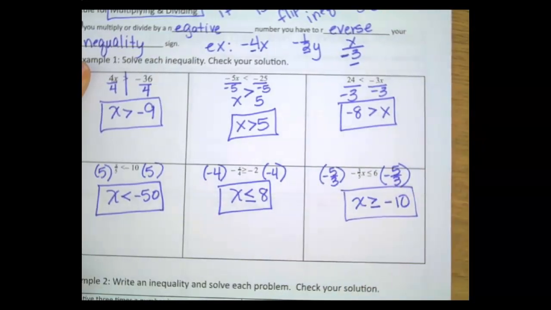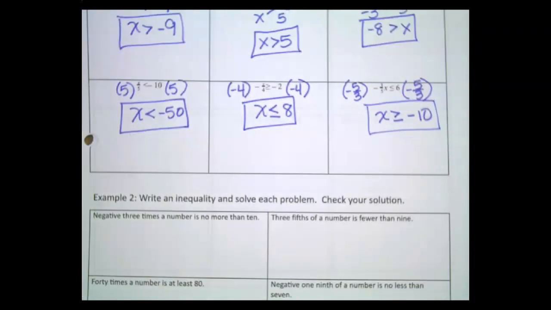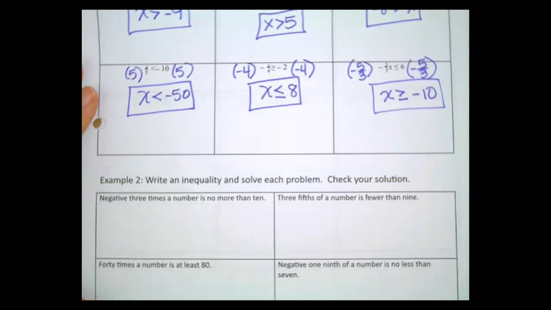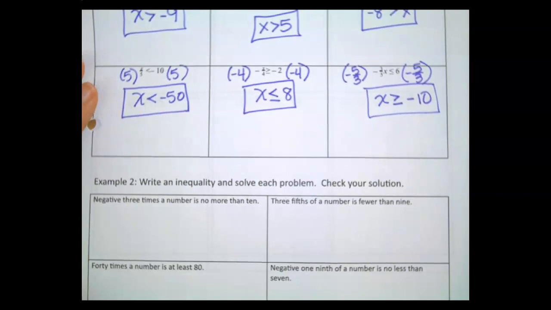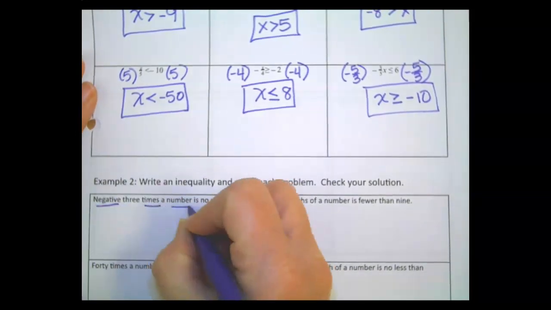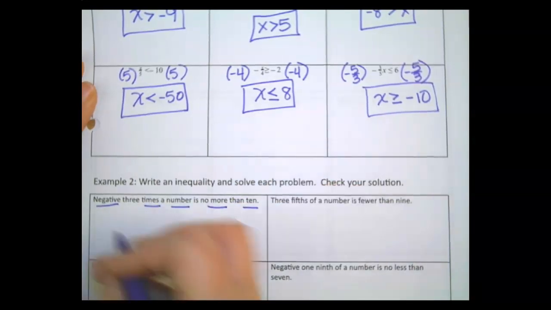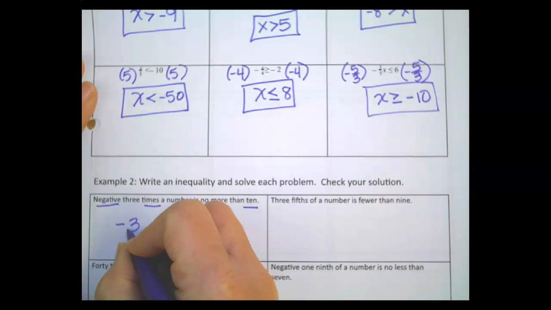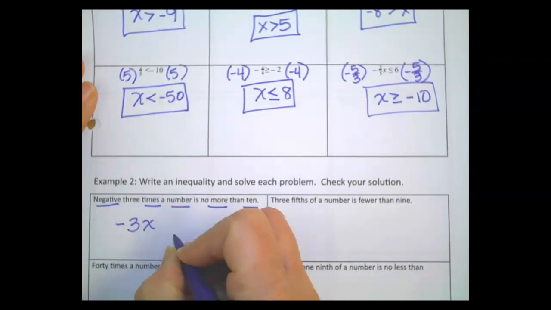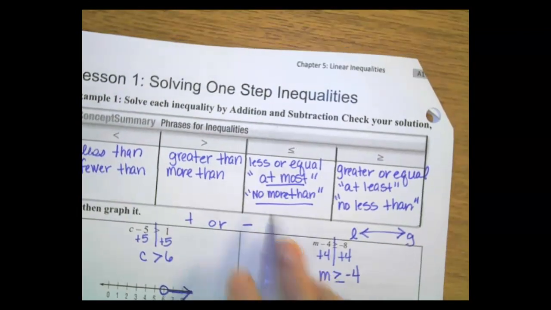Questions so far? Okay, so really these are just one-step equations. Those should be pretty easy. The next thing we have is these word problems, and really I just want you to write them. So negative 3 times a number, so that's your variable, is no more than 10. So negative 3 times a number is no more than. So which one is no more than? Right here, less than or equal to.